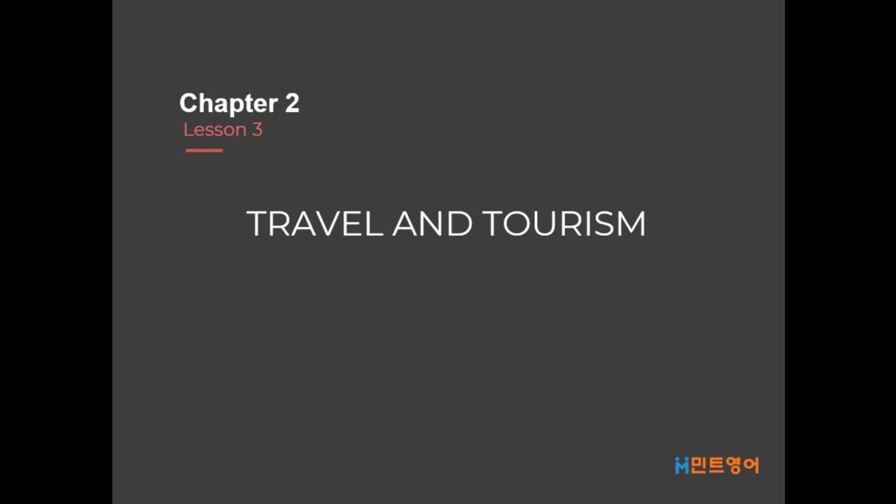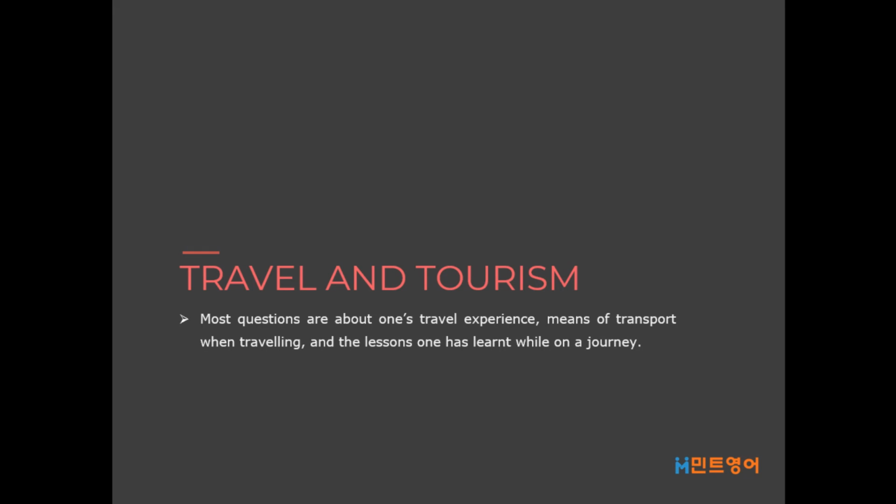In the last lesson of Chapter 2, we'll be discussing travel and tourism. Questions about travel and tourism range from average to difficult. Most questions are about one's travel experience, means of transport when travelling, and the lessons one has learnt while on a journey. Difficult questions are mostly about the effects of tourism in one place and the changes they bring.